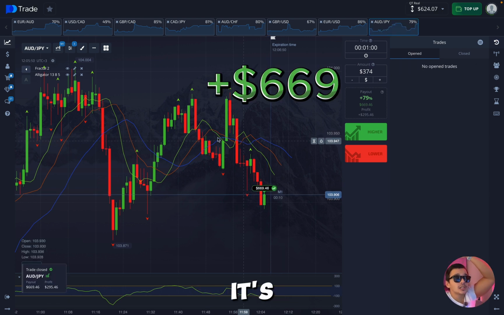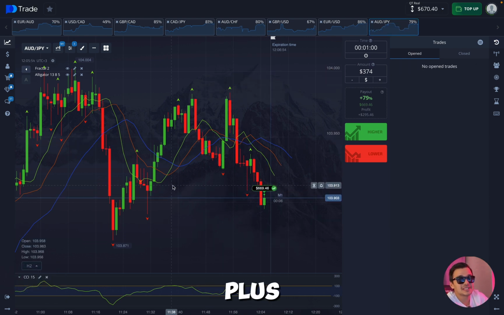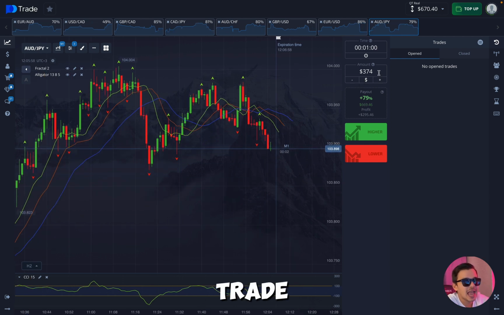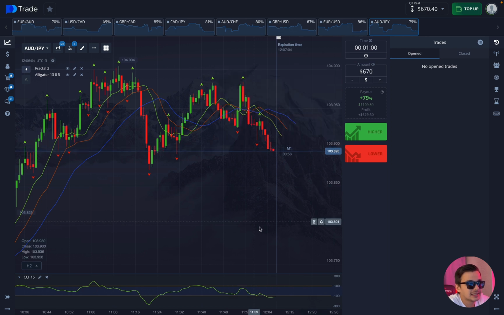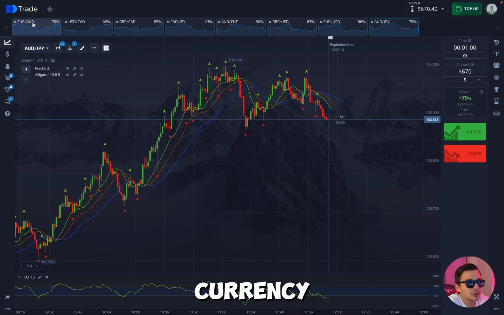And literally in the last seconds there was an exit and the trade closes in plus. Great! Let me change the amount of the trade and put the maximum again. And let's pick up the following currency pair.